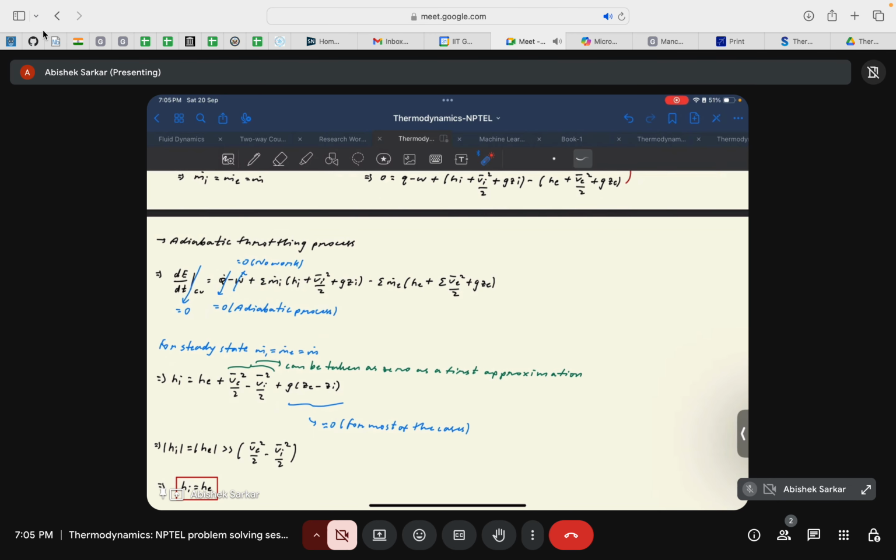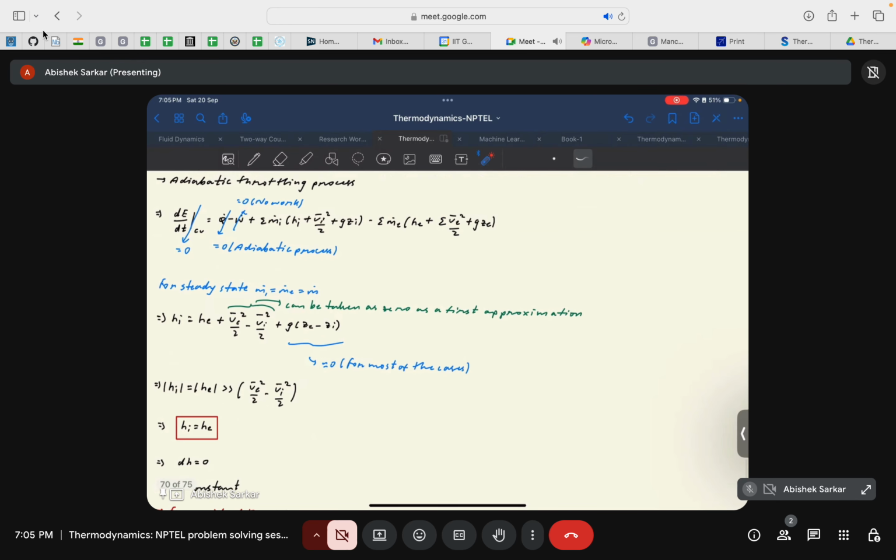Okay. So if you simplify it even further, you will have that h_i is equal to h_e plus v_e square by 2 minus v_i square by 2 plus g(z_e minus z_i). So for most of the cases, this change in potential energy is very, very less. So this is equal to 0, and for throttling processes, as a first approximation as mentioned here, this term, v_i square by 2 minus v_e square by 2, can be neglected.